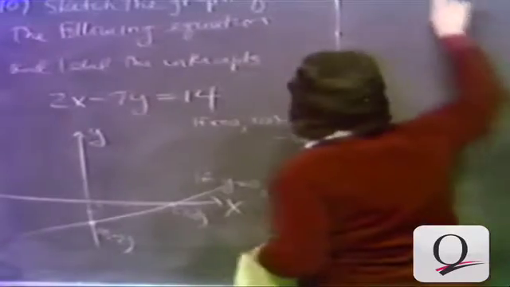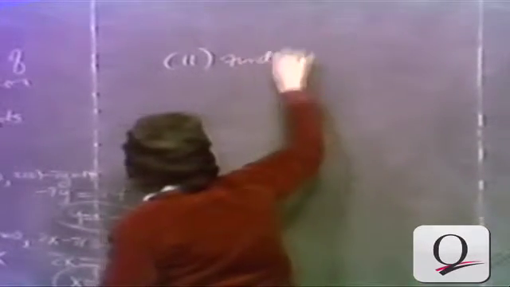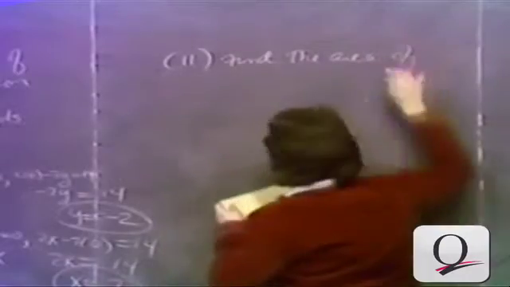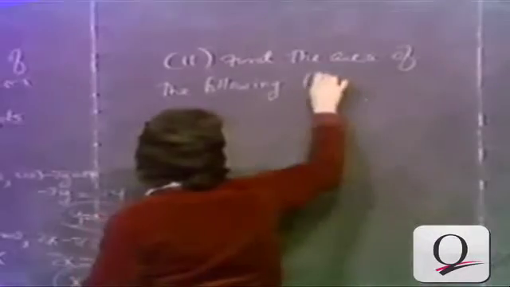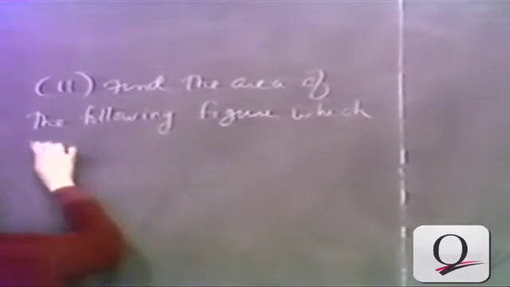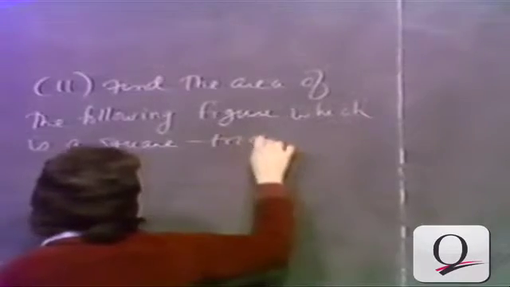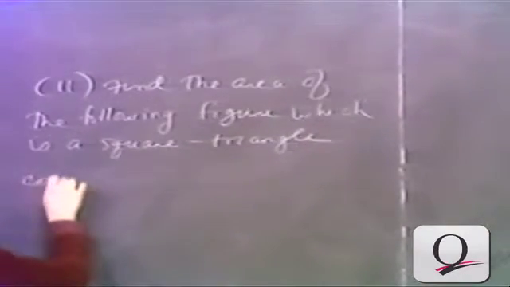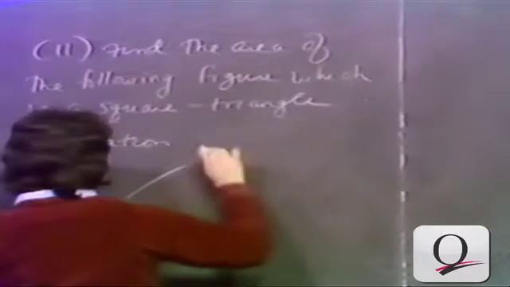All right, in problem 11, we have the following. Find the area of the following figure, which is a square triangle combination. Okay, what we have is this. We have a square here.